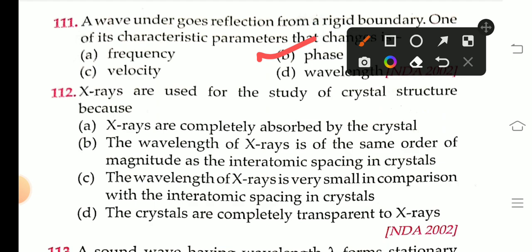Next, X-rays are used for the study of crystal structure because. Option B is the correct answer. The wavelength of X-rays is of the same order of magnitude as the interatomic spacing in crystals.